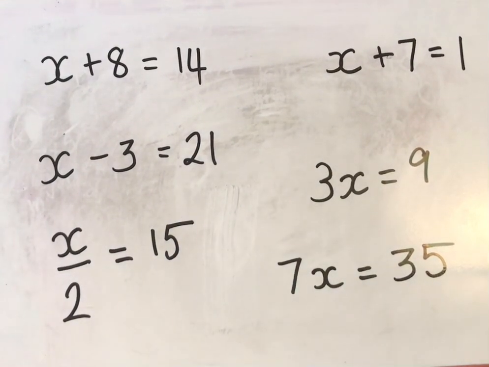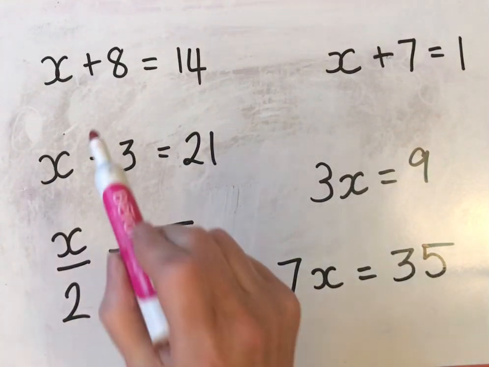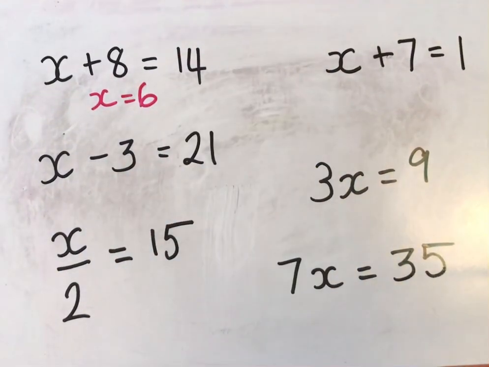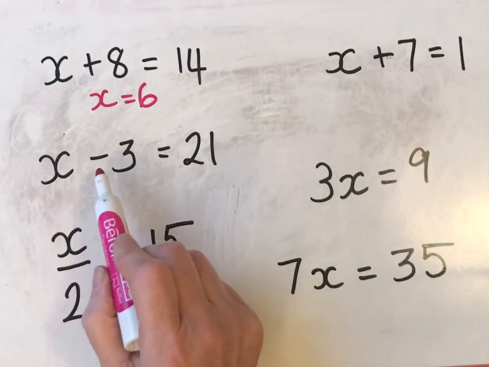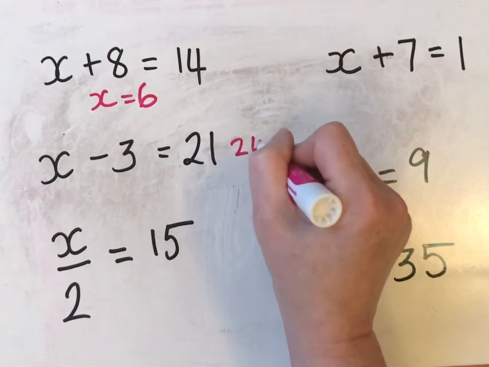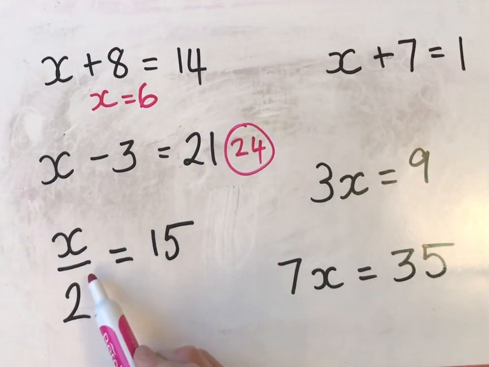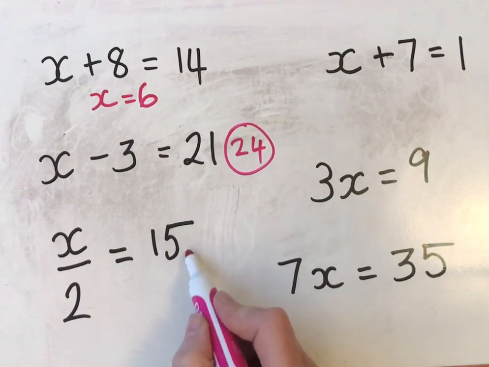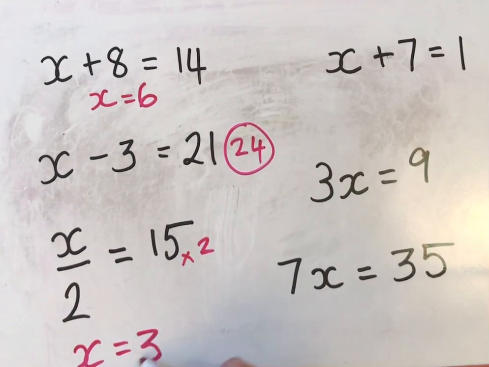Okay, you've had a chance to have a go at these. I'm just going to write down the answers and then you can stop watching and go and have a cup of tea, or you can watch again to see. So 14 take away 8 is 6. x equals 6. And 6 plus 8 is 14. Inverse of take away 3, so 21 plus 3 is x equals 24. Here, the inverse of divide by 2 is multiply by 2, and 15 times 2 means x equals 30. And 30 divided by 2 is 15.